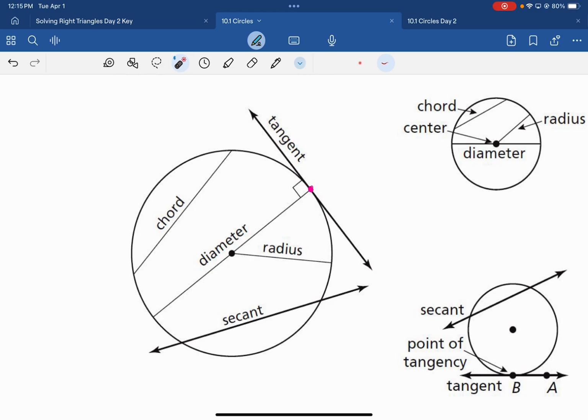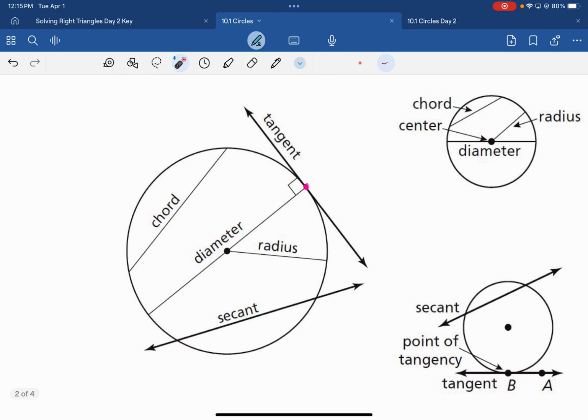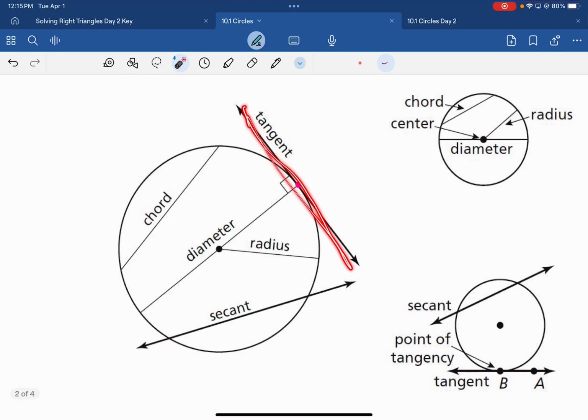The other one I see here is the tangent line. The tangent just kind of grazes the edge of that circle, and basically it intersects at one point. That's how I remember it: it just intersects at one point, grazing along the edge of it.